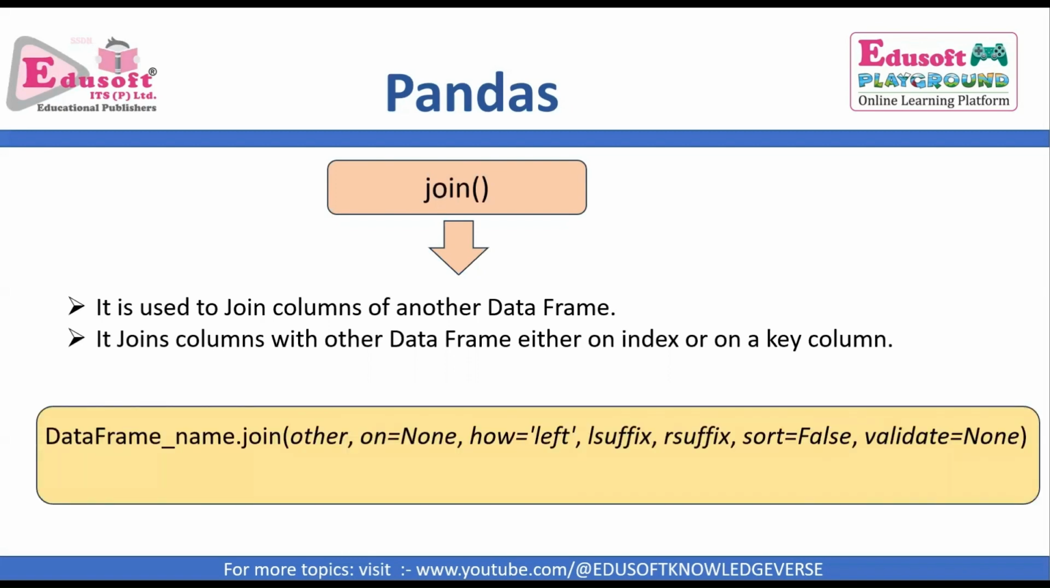Let's come to the syntax, dot join. The very first parameter is other. What does this other signify? Other is the other data frame which you want to join. Next, on is the condition or parameter on which you want to join both data frames. Then how is the parameter to define whether you want to join considering left, right, inner and outer. Then left suffix and right suffix, used when both data frames have the same column names. So this is the join function.